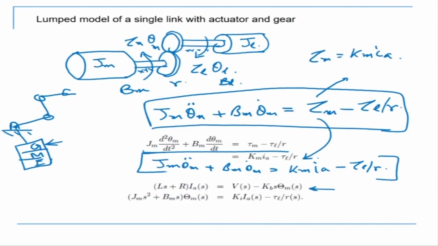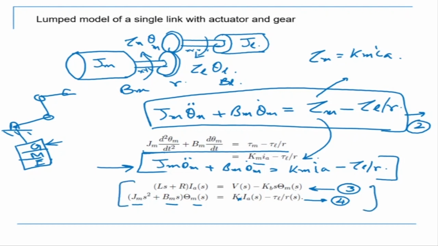So this is one equation that I get. So let's call this equation 2. Let's call this equation 3. And if I take the Laplace transform of this one, I get equation 4. Okay, so Laplace transform of this would be Jm theta m double dot will become Jm s squared plus Bm s into theta ms, and the other side I get Km into Ia minus tau L by R into s. Okay, so I have these two equations.